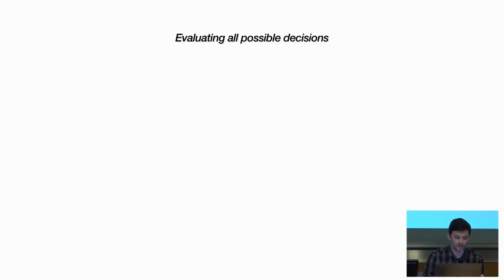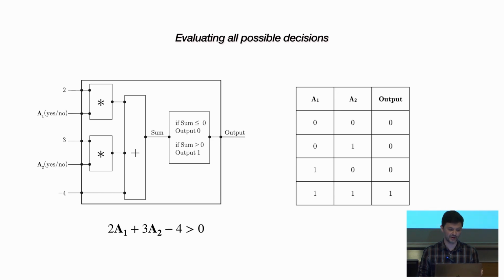Let's evaluate all the possible decisions in our decision-making process. We have the diagram on the left, where we need to multiply 2 with the first answer, 3 with the second answer, and add the negative 4. Our possible answers are 0, so negative for a1, and positive for a1, negative for a2, and positive for a2. We can make this table on the right with all the possible choices that we can make. So we can make 4 choices in total.